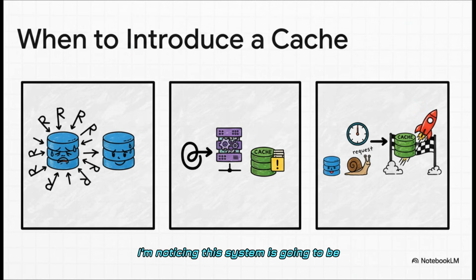Maybe you'll say, I'm noticing this system is going to be very read-heavy, and I'm worried about overwhelming the database. Or, generating this news feed for each user is computationally expensive, so it's a great candidate for caching. Or, even, to meet our requirement of a sub-100 millisecond response time, we're definitely going to need a cache. You have to identify the problem first.